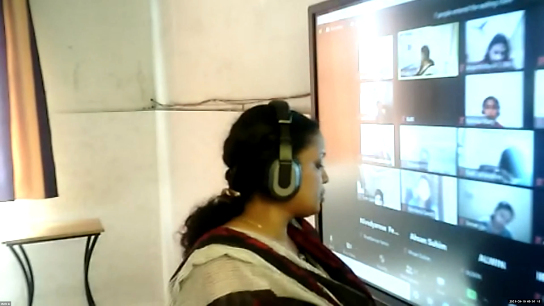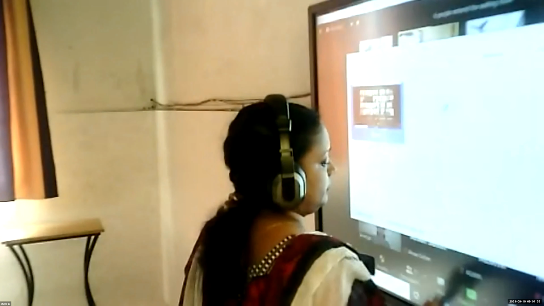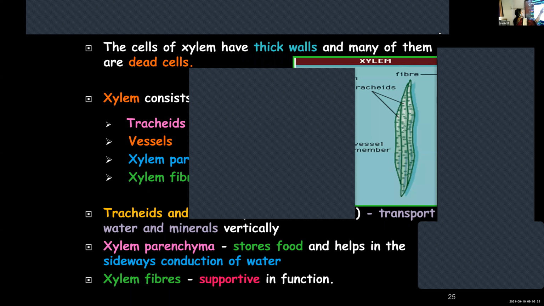Now we are going to learn about xylem, the next complex tissue. The cells of xylem have thick walls. So xylem cells have thick walls, and majority of them are dead cells. In xylem, majority of the cells are dead cells. But in phloem, majority of the cells are living.